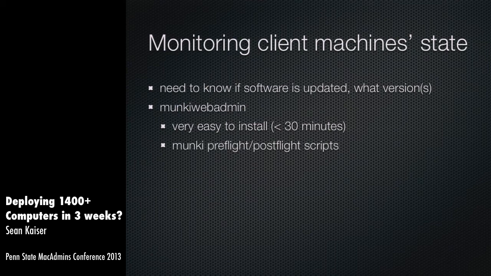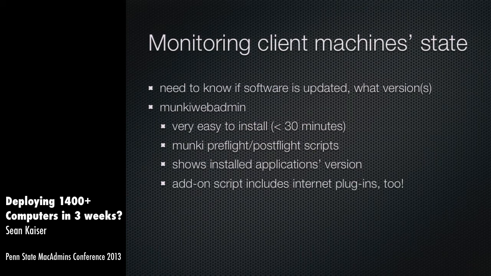So it ties in with Munki's pre- and post-flight scripts to do the inventory check, and then the post-flight pushes it out to the server. It shows installed application versions. There's a script that will actually scrub through the library internet plugins folder, so you can see what versions of plugins you have, which is good. You're monitoring Flash Player, Java.